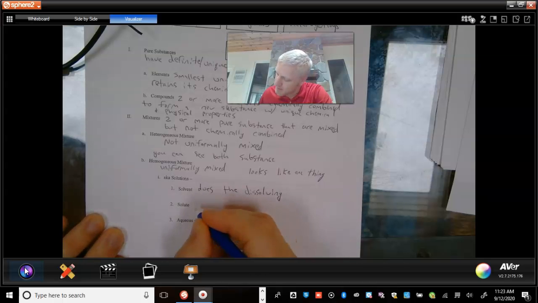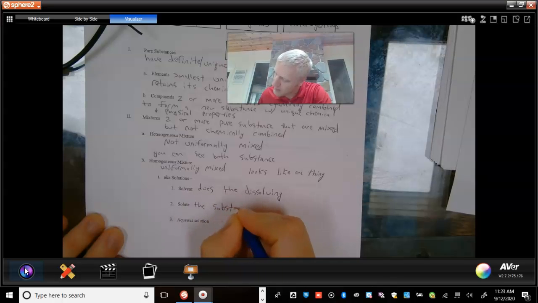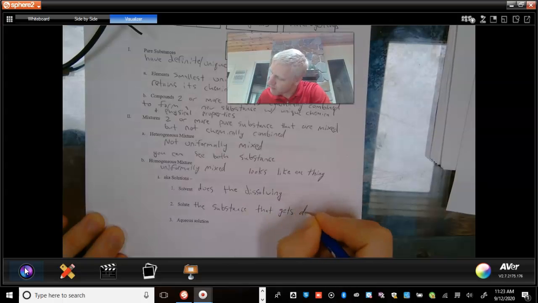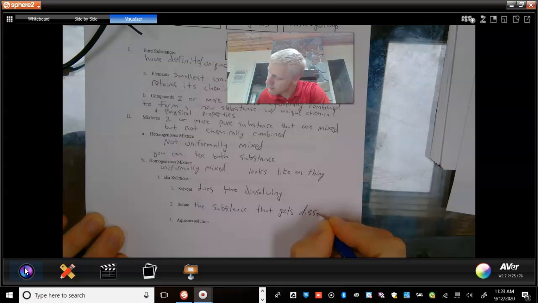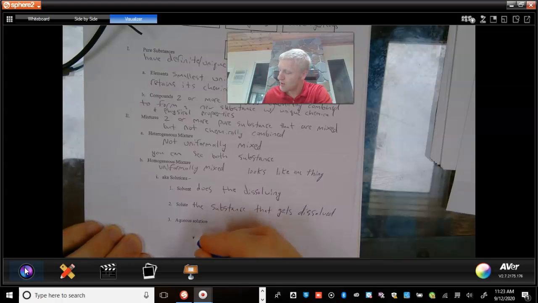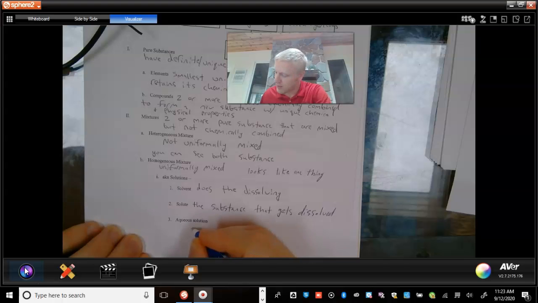Solute, this is the substance that gets dissolved. So the solvent surrounds the solute, breaking that solute apart and making it equally mixed. An aqueous solution is a specific type of homogeneous mixture, or solution, in which water is the solvent.